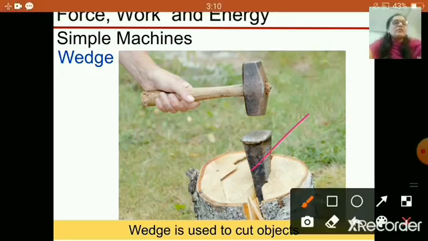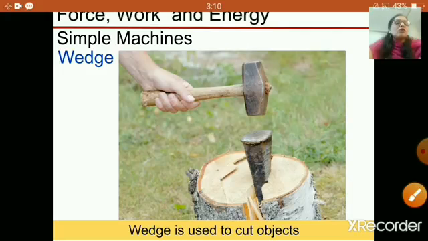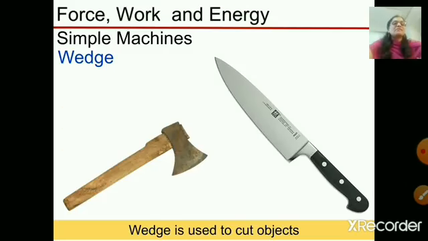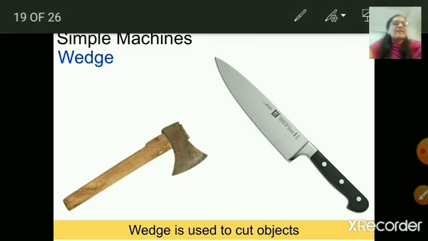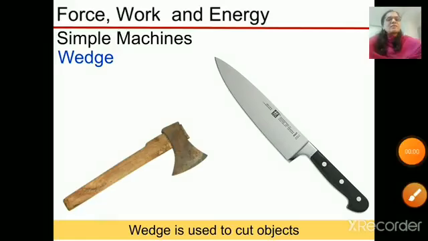It is used so that this log of wood can be cut. So a wedge is used to cut objects, right? See here, these are again other examples of a wedge. This is also a wedge. A knife. This also you know very well.